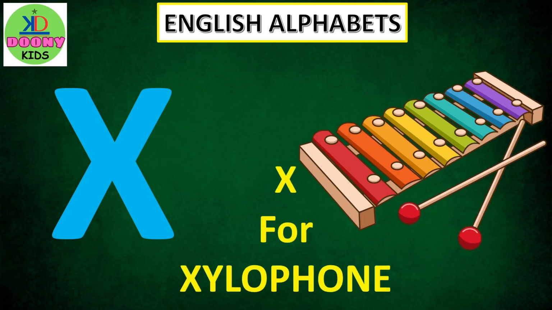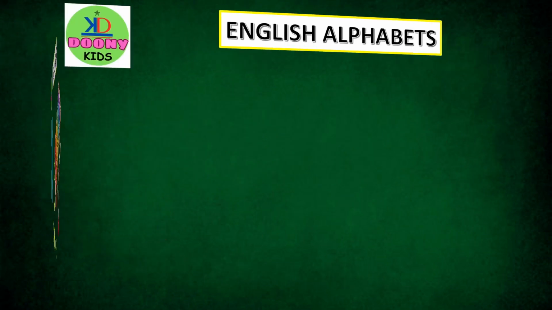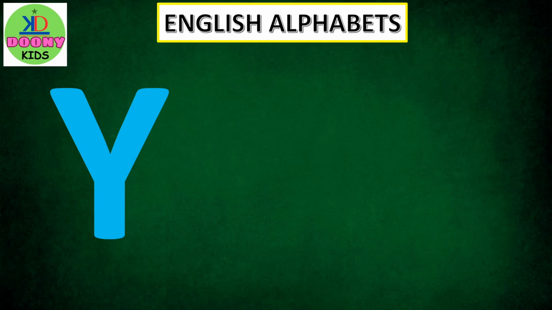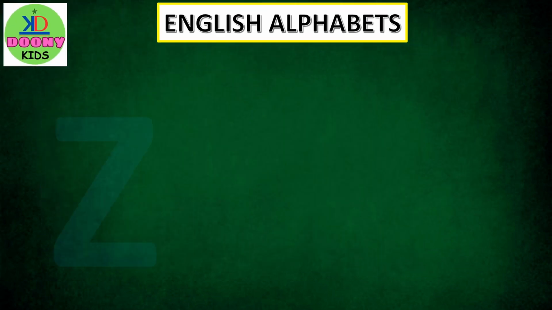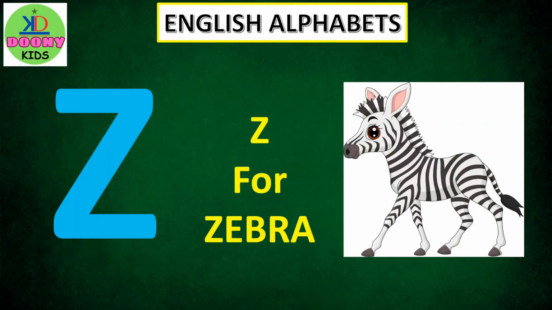X for xylophone. Xylophone, xylophone. Y for yak. Yak, yak. Z for zebra. Zebra, zebra.